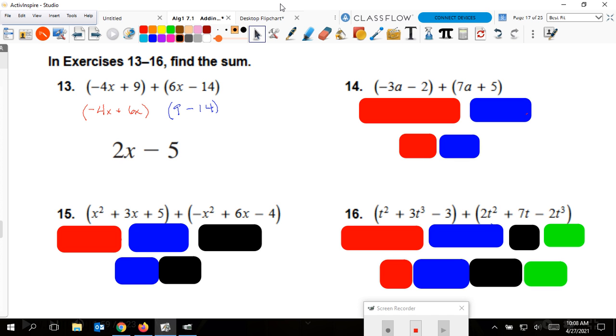Okay, so hopefully you're able to do these okay, and now you're checking your answers. If you make a mistake, just go ahead and fix it on your paper. There's no trouble to make a mistake. It's the way we learn.